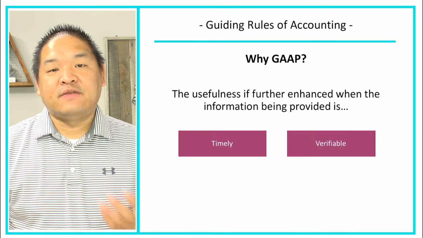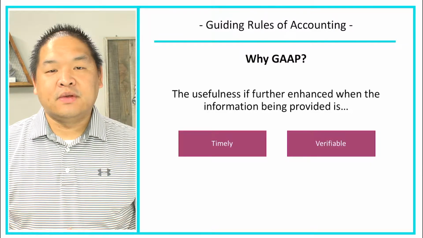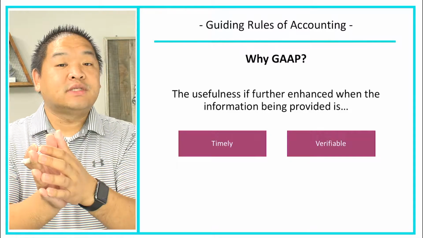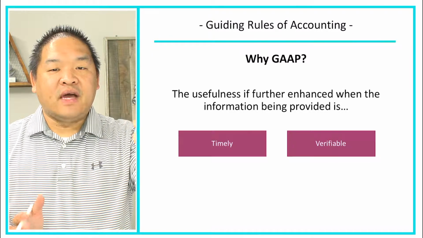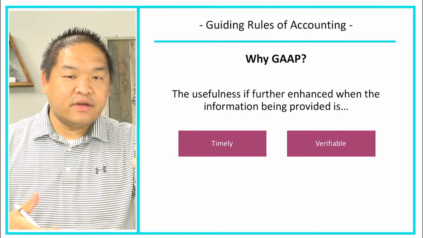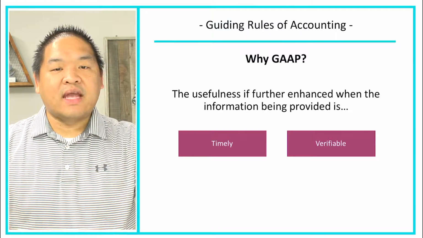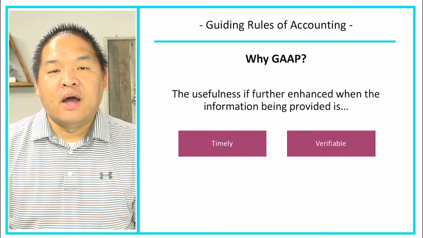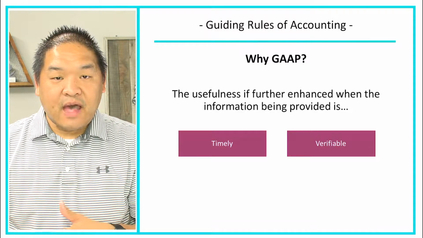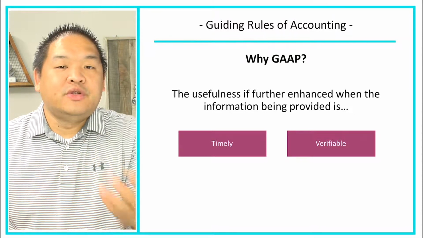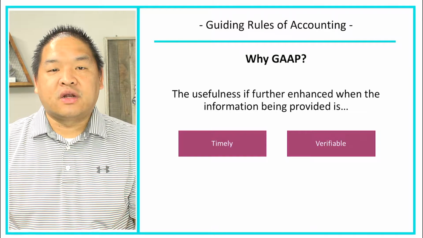The second one is that it's verifiable. And what do we mean by verifiable? You, as an accountant who puts together the financial statements, we should be able to have another accountant come in, sit down at your desk, redo everything, and come up with substantially the same numbers as you did. So it is verifiable because someone can actually reproduce those numbers and get pretty darn close.